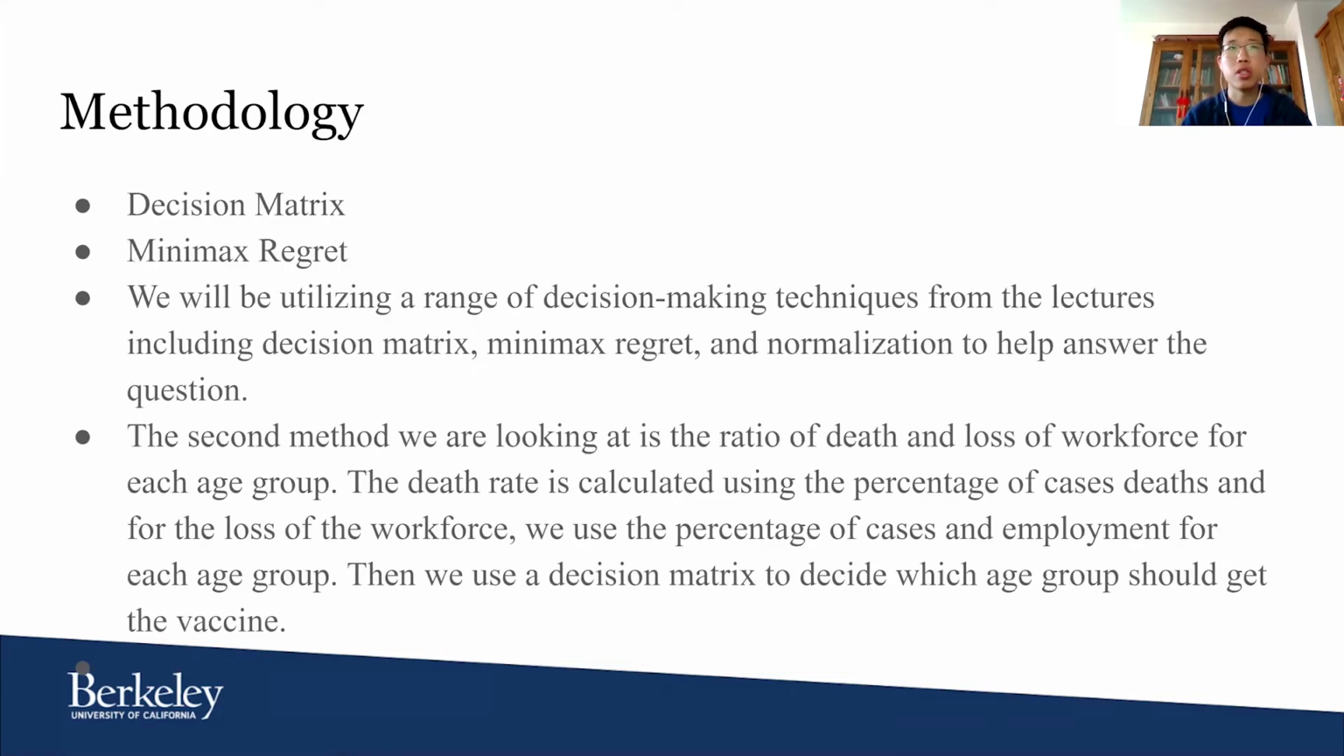In this project, we'll be using 2 categories of methodologies. The first category will include decision matrix, minimize regret, and normalization. We'll be using these techniques to help answer the question and hopefully order the age groups. And then we'll be using another set of strategy, which is the ratio of death and loss of workforce for each age group. You'll be seeing this a lot in the further presentation. And in the end, we'll compare those 2 methodologies and hopefully present some insights behind which one is better.